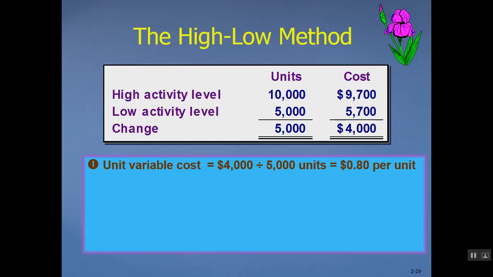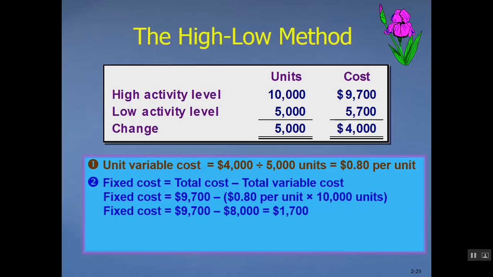Later on, I'm going to graphically show you how our total cost is made up of our fixed costs plus your variable costs per unit times the number of units. Rearranging that formula, we can see that our fixed cost is equal to the total cost minus the variable cost. This gives us our total cost. You could pick either the highest or the lowest. In this case, we're looking at the highest level of cost. So $9,700 minus 80 cents times the 10,000 units gives us a fixed cost of $1,700.